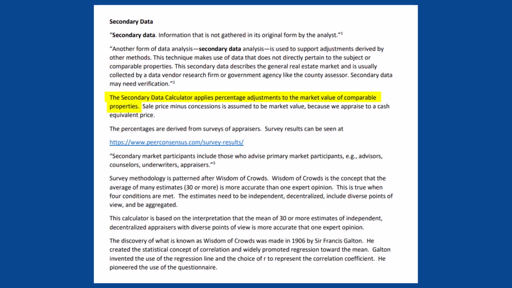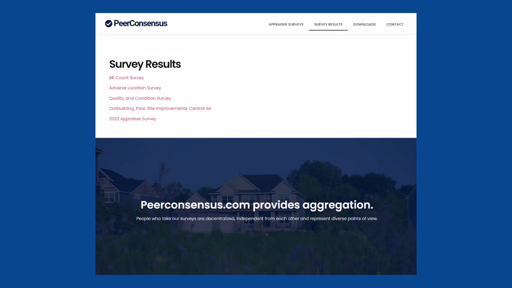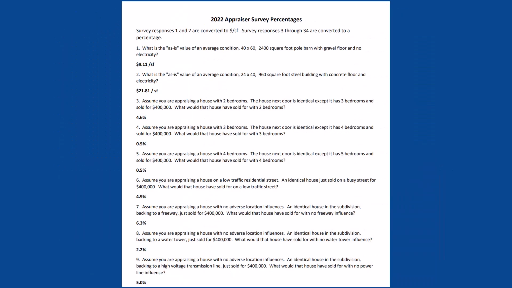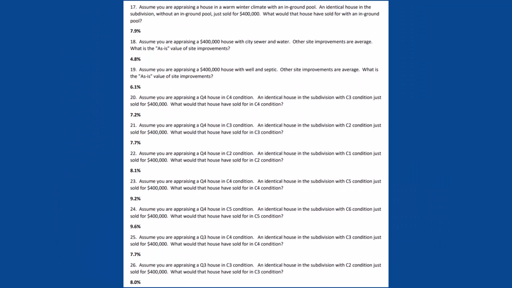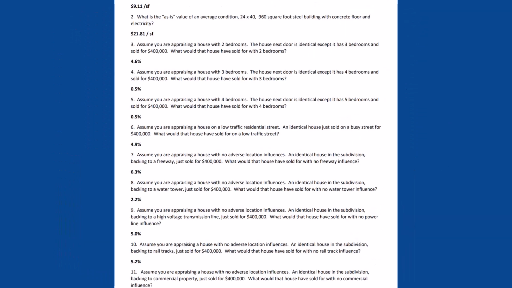The secondary data calculator applies percentage adjustments to the market value of comparable properties. The percentages are derived from surveys of appraisers. Click the link to see survey results. Click on 2022 Appraiser Survey. These are the 34 questions that were asked of appraisers in a blind survey.